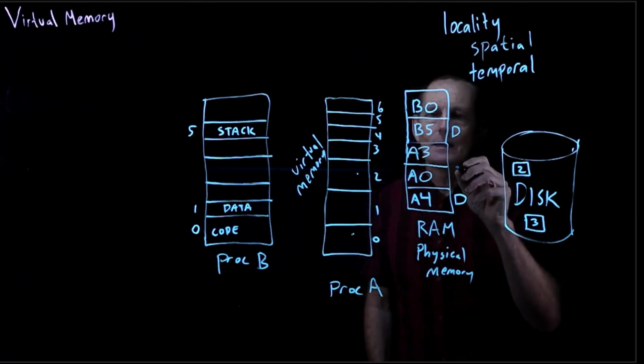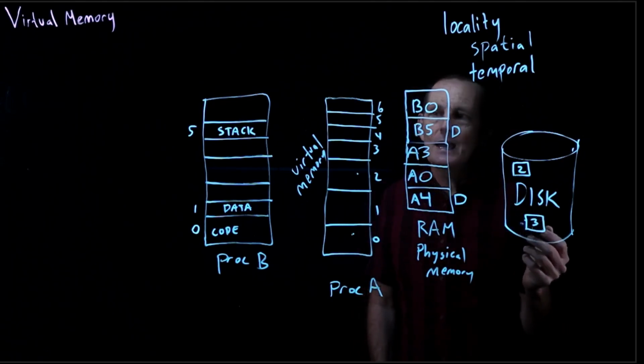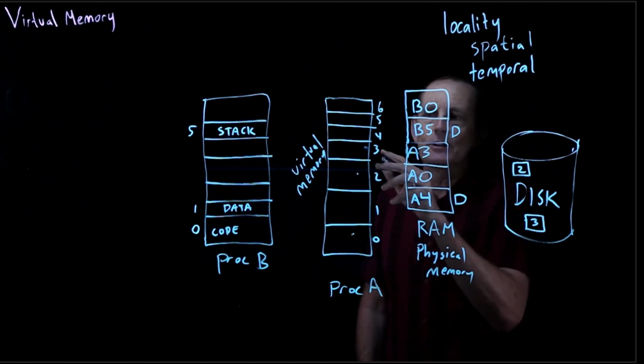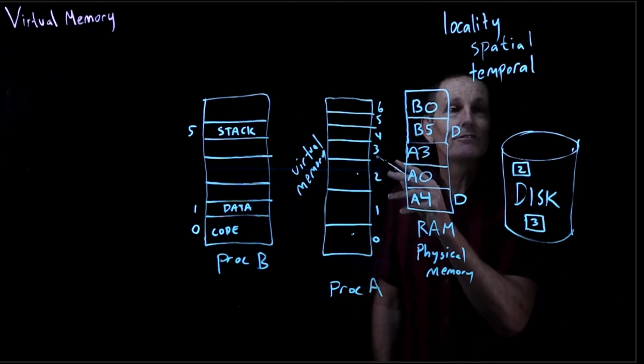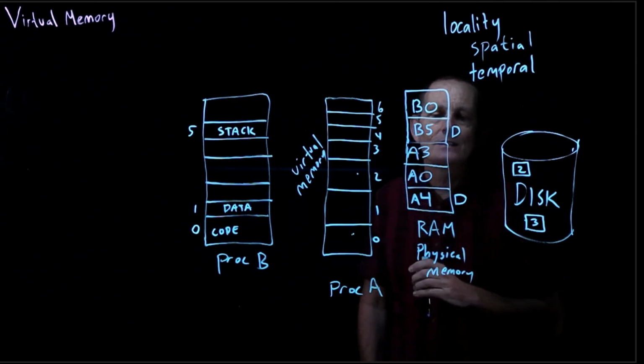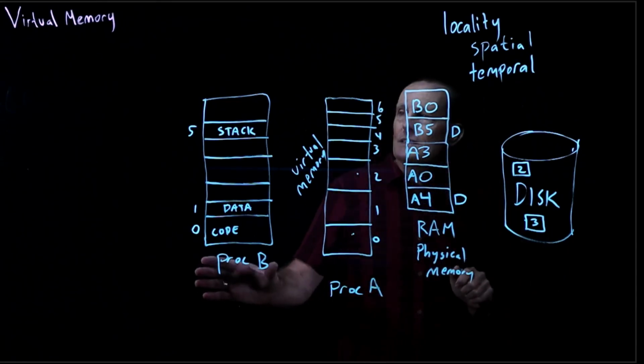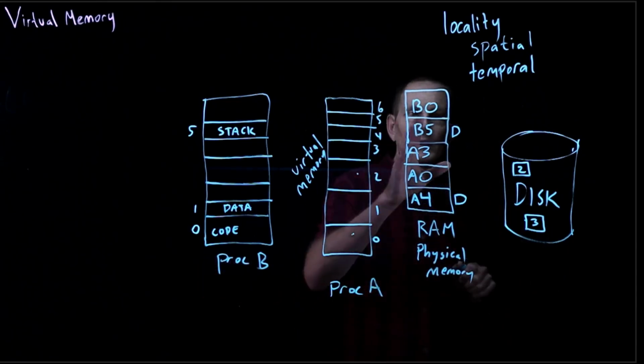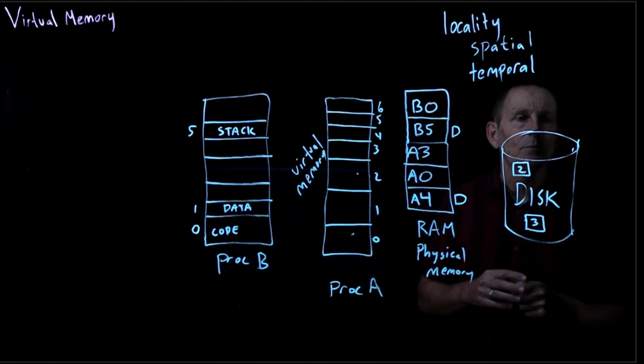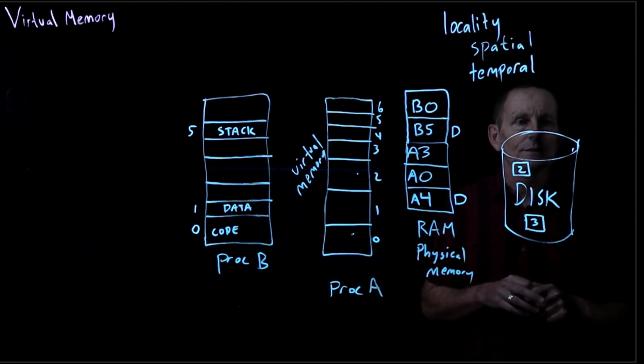And let's say A3 is not dirty because when we last brought that in, we were doing it for a read rather than a write. So let's say this is the state of things. Process B needs a page. We need to identify a page to replace. What page do we replace?